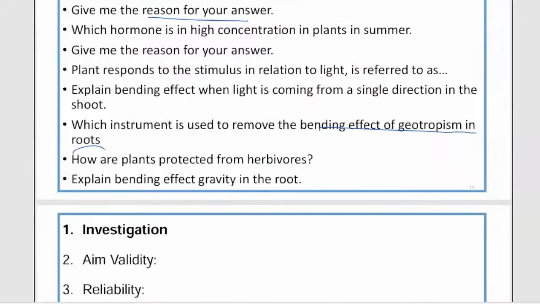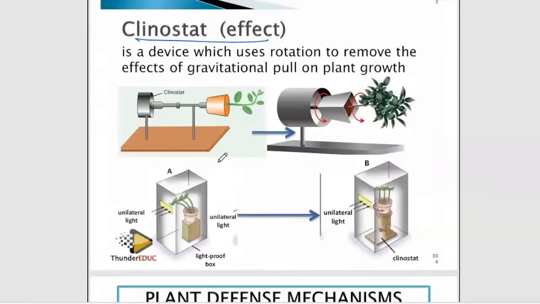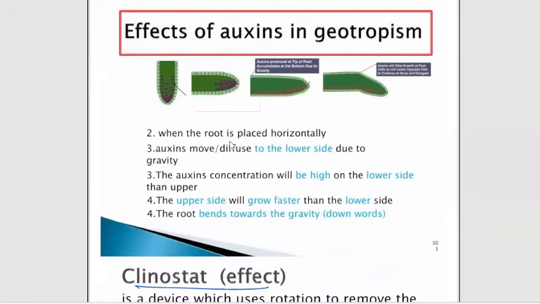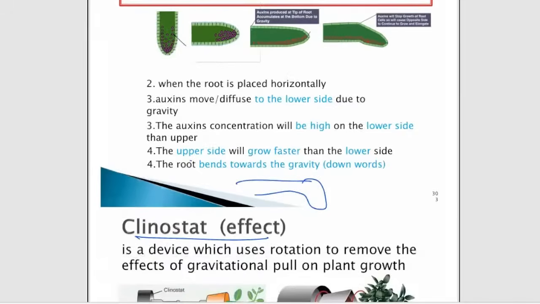Yes. Then they're saying, how are plants protected from herbivores? Chemicals, thorns. You can use chemicals or you can use thorns. Explain the bending effect of gravitropism in roots. That's what I've explained in terms of the root: when the root is placed horizontally, the auxins move or diffuse to the lower side. The lower side will have a high concentration, therefore it will grow slower than the upper side, which has no auxins, because auxins are growth inhibitors in this case. The upper side will grow faster than the lower side, leading to the bending of the root towards the gravity. Okay.